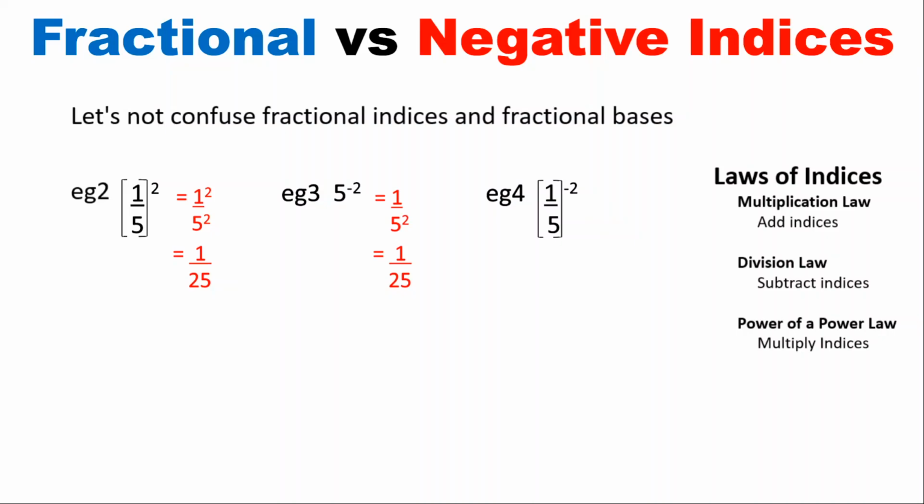Example 4, we've got a fractional base, 1 over 5, and we've got a negative index. Now this just shows us what a negative index does to a fraction. The reciprocal of a fraction is 1 divided by that fraction. And if you remember by cross multiplication how we divide by a fraction, we flip it upside down and multiply by it. So let's flip that fraction and put it to the power of positive 2. So that's 5 to the power of 2 over 1 to the power of 2, which of course is 25 over 1, which is 25. So let's not get that confused in our practice exercise.